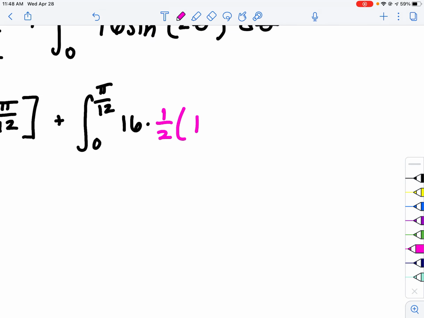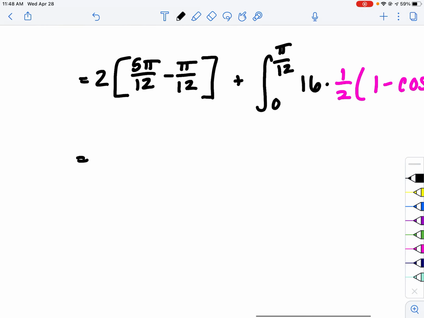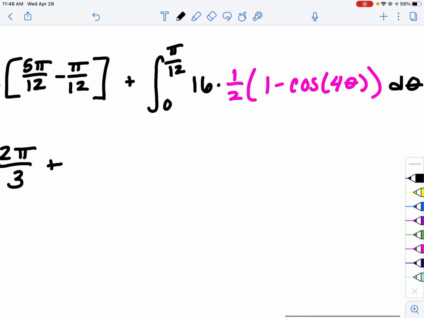So we're going to go ahead and replace that into our integral. And then we'll keep simplifying from there. Right, so we get 5 pi over 12 minus pi over 12 is 4 pi over 12. 4 pi over 12 is pi over 3 times 2 is going to give us 2 pi over 3. Okay, so that part's done. Plus, we got 16 times 1/2 is 8. I'm going to distribute that and break it into 2 integrals now.